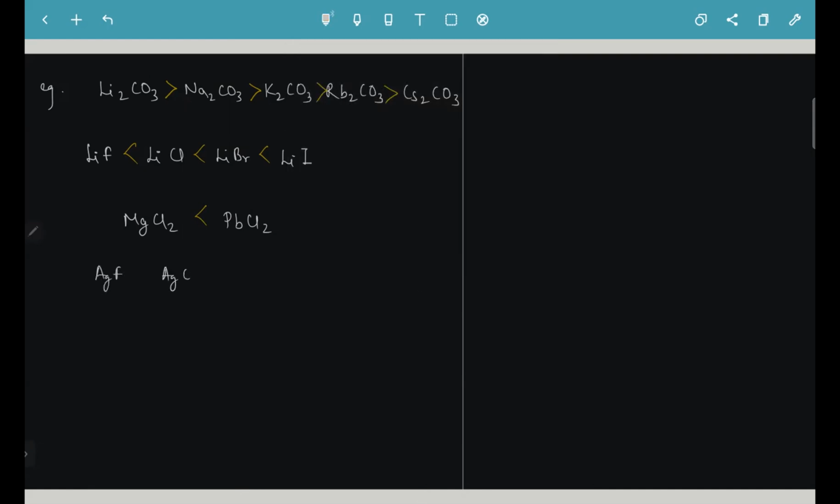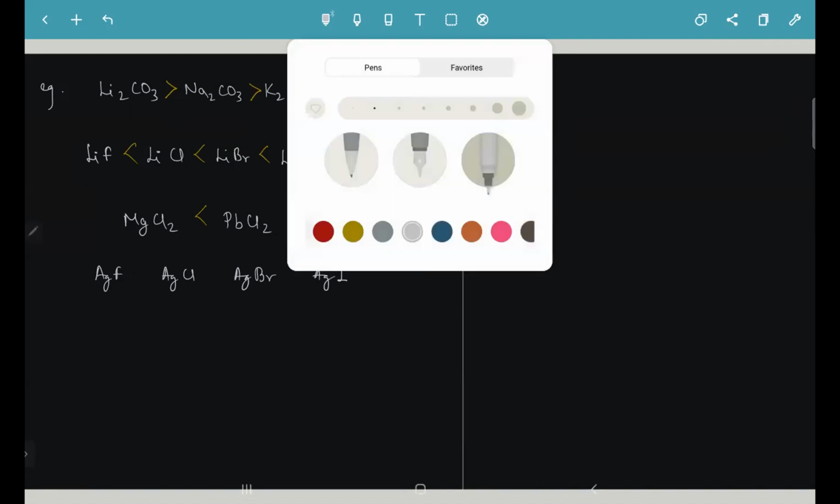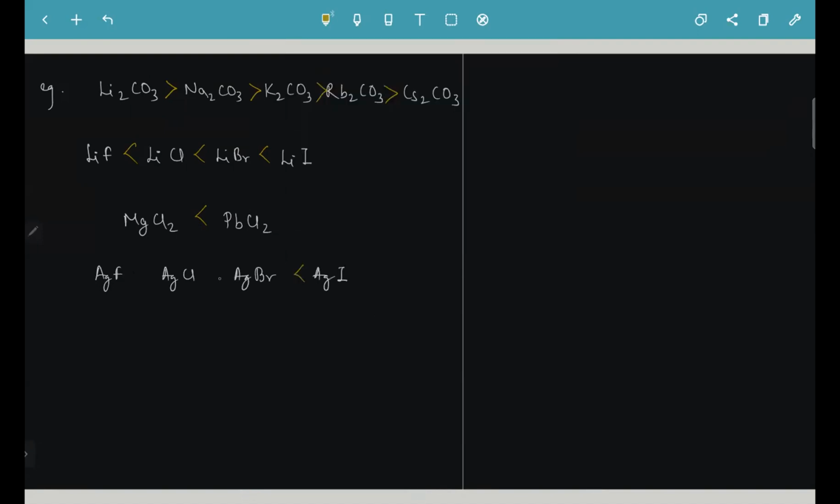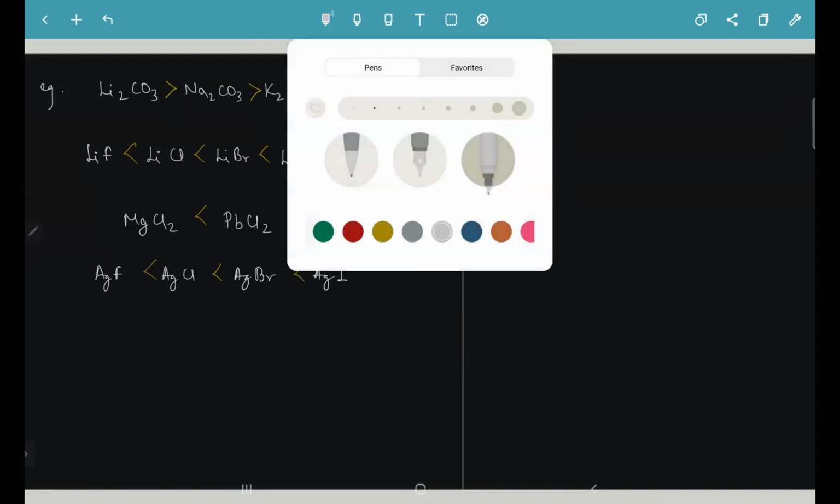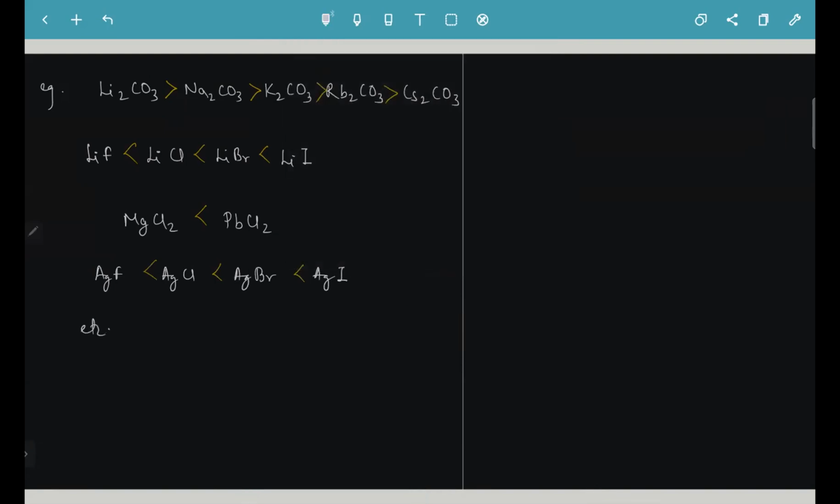AgF, AgCl, AgBr, AgI. As the size of an anion increases, covalent character increases. These are different examples. Is it making sense?